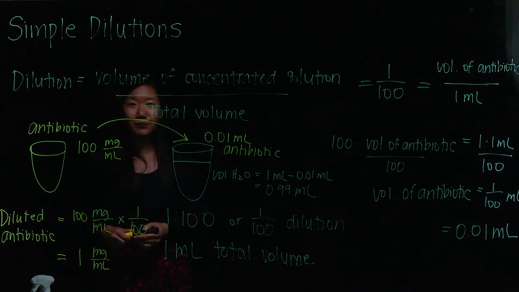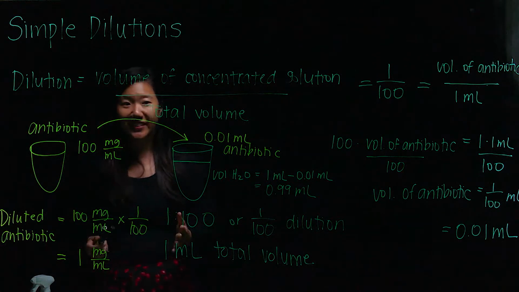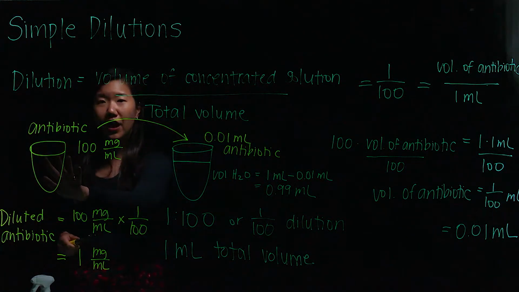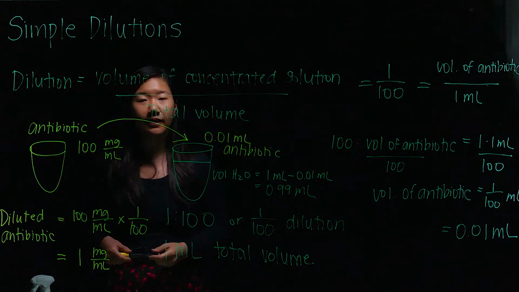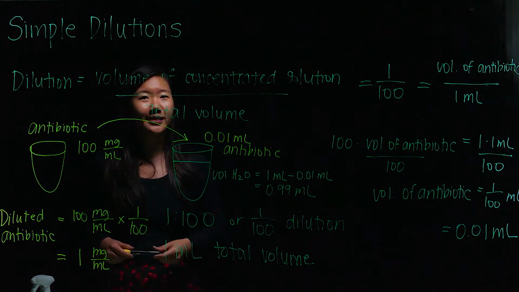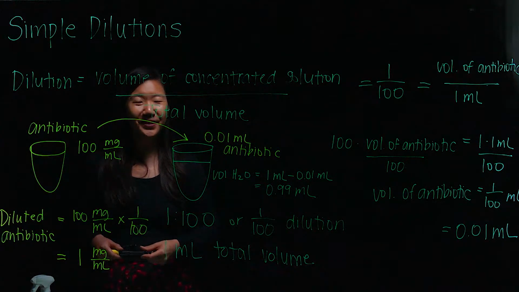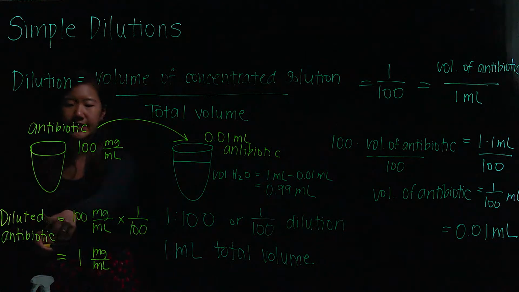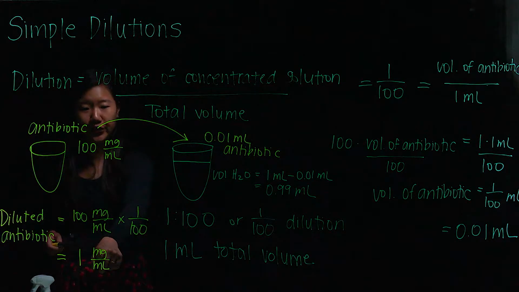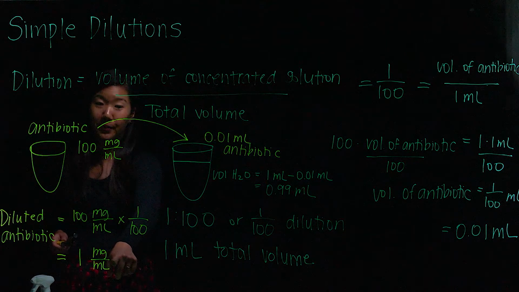When you're doing these types of problems, you want to ask yourself, does this make sense? If you start off with a solution that's more concentrated, when you make a dilution of that, ask yourself, should the concentration get larger or should it get smaller? If something is more dilute, the concentration should get smaller. So in this case, the diluted antibiotic has a concentration of 1 mg per mil.